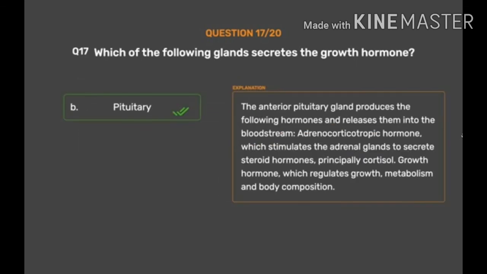Pituitary. The anterior pituitary gland produces the following hormones and releases them into the bloodstream. Adrenocorticotropic hormone, which stimulates the adrenal glands to secrete steroid hormones, principally cortisol. Growth hormone, which regulates growth, metabolism and body composition.